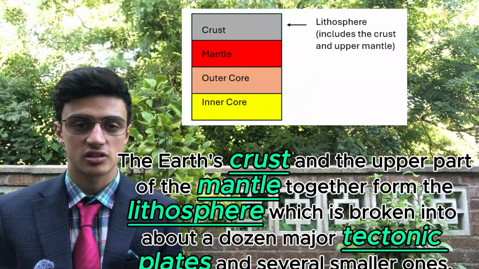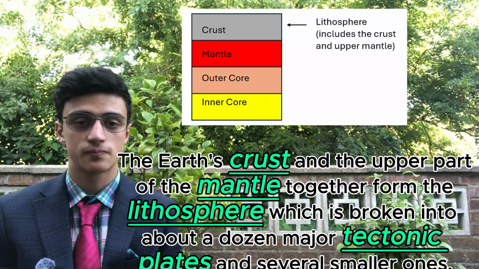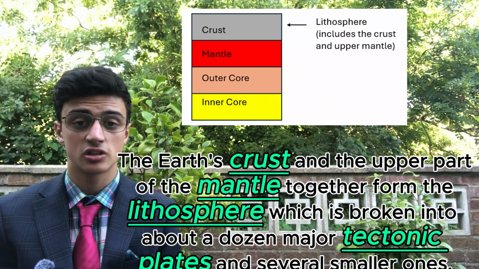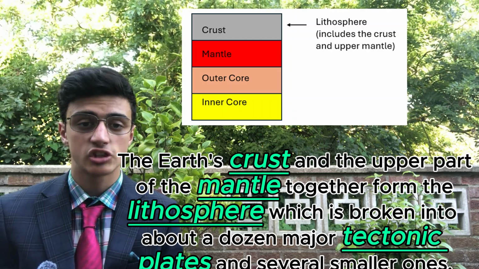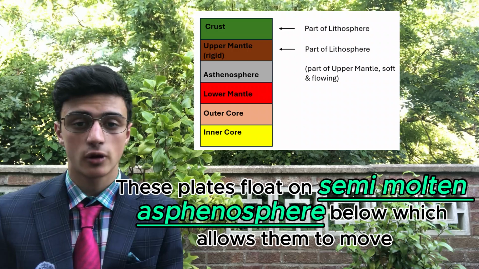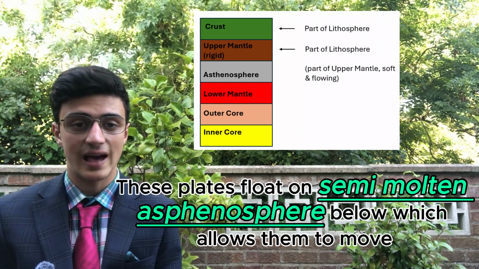The Earth's crust and the upper part of the mantle together form the lithosphere, which is broken into about a dozen major tectonic plates and several smaller ones. As shown here, these plates float on the semi-molten asthenosphere below, which allows them to move.